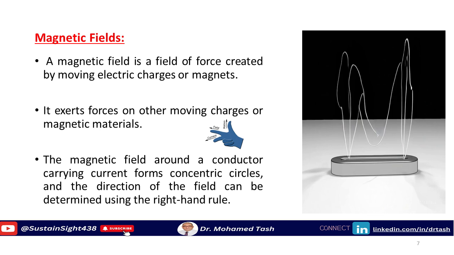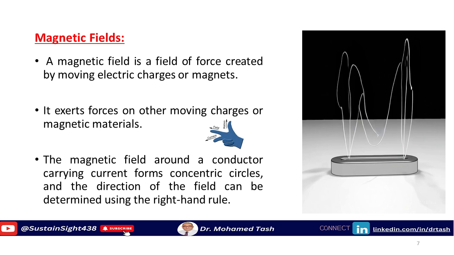There is a handy way to figure out the direction of these circular magnetic field lines. It's called the right-hand rule. To use it, imagine grasping the wire with your right hand, with your thumb pointing in the direction of the conventional current, which is the direction positive charge would flow. Then the direction your fingers naturally curl around the wire indicates the direction of the magnetic field lines.